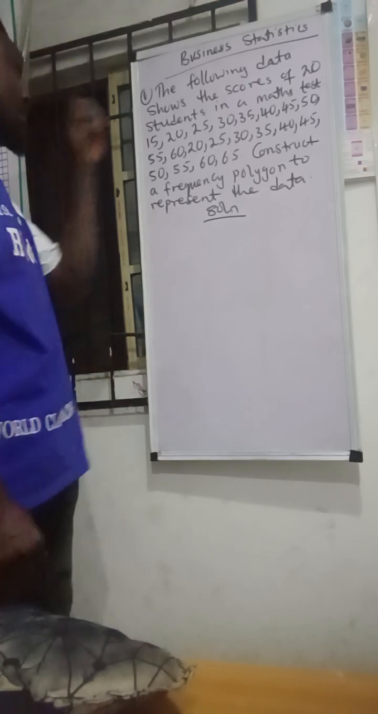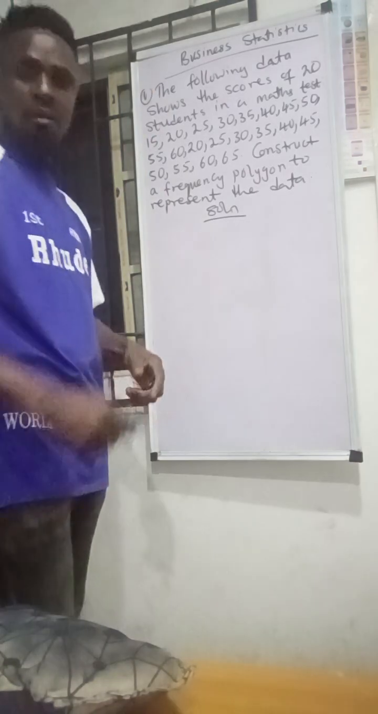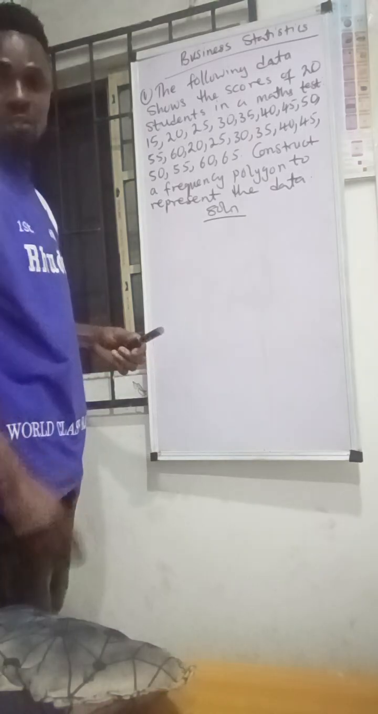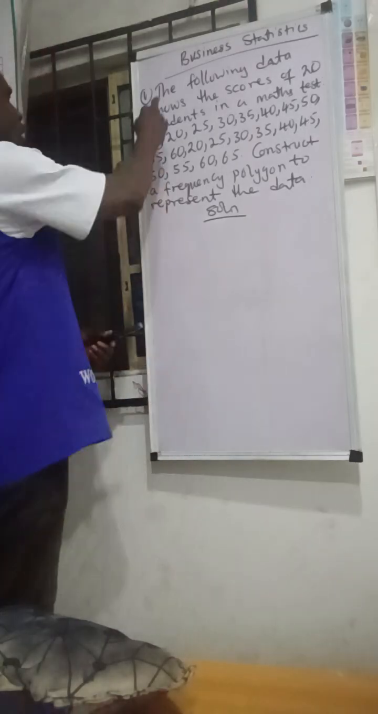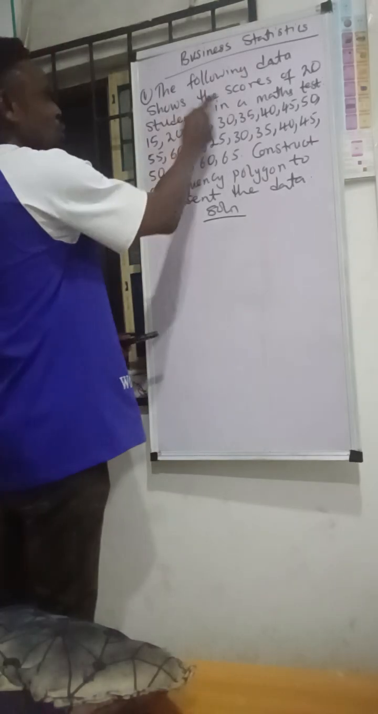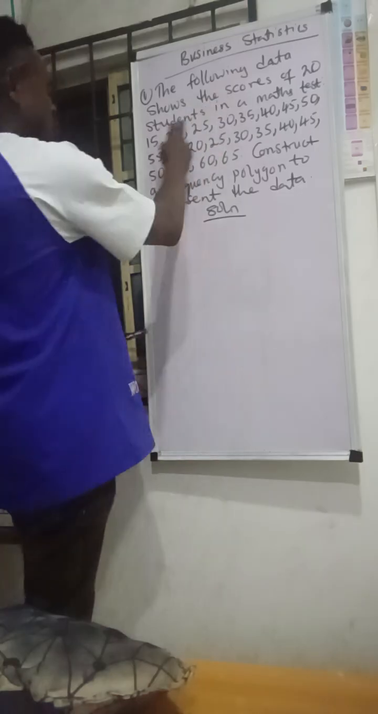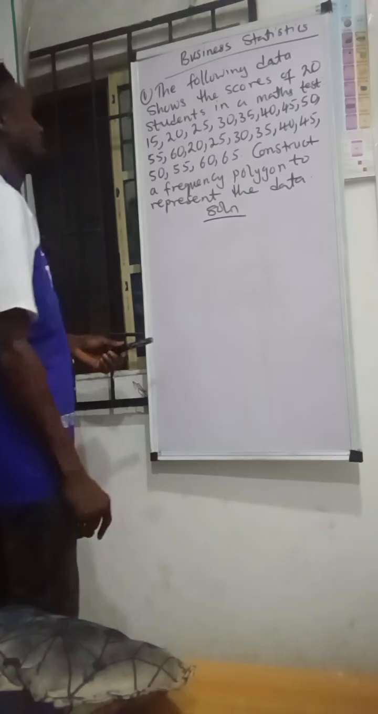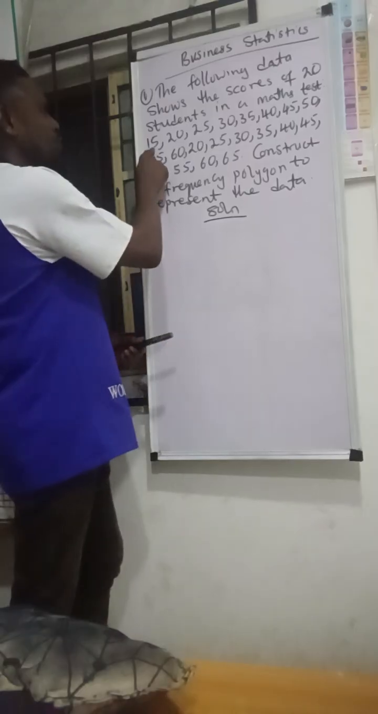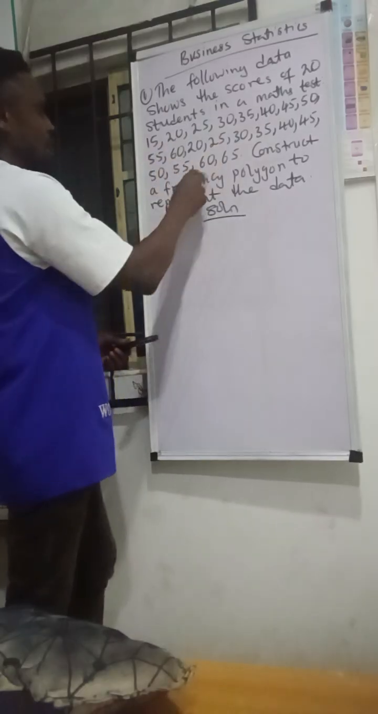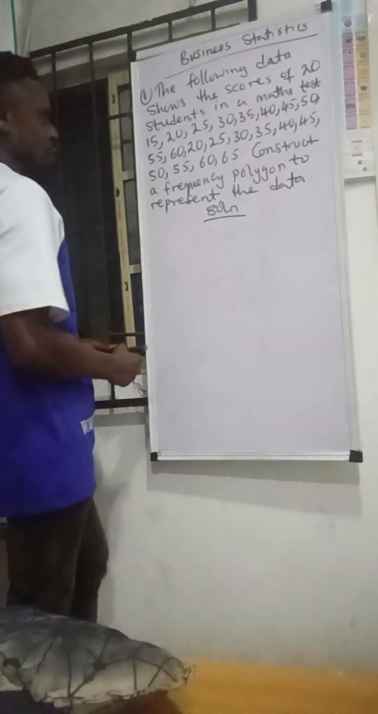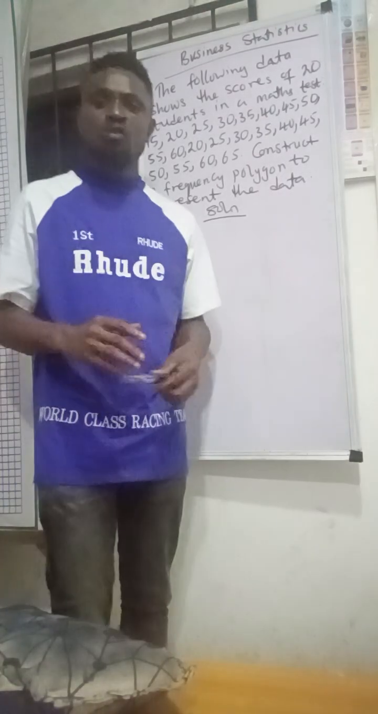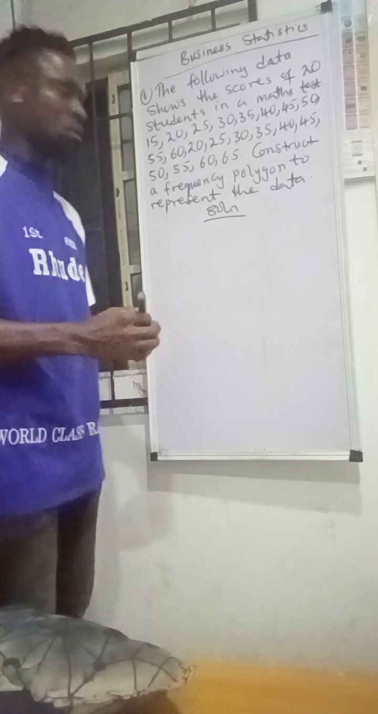Let's look at this problem given to me by one of my students at Oyo State University. The following data shows the scores of 20 students in a math test: 15, 20, down to this. Construct a frequency polygon. To get the frequency polygon, we must first get the frequency distribution table.